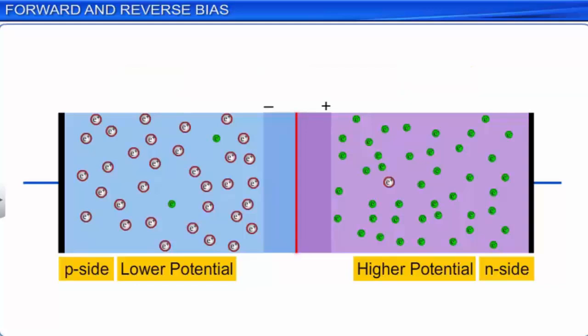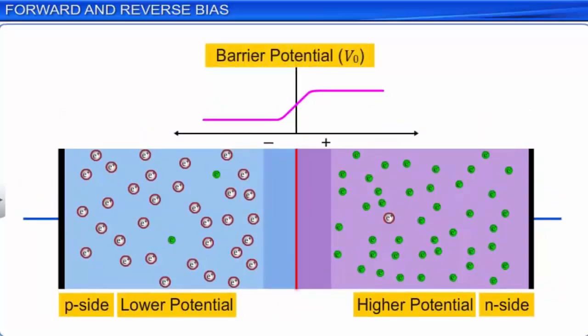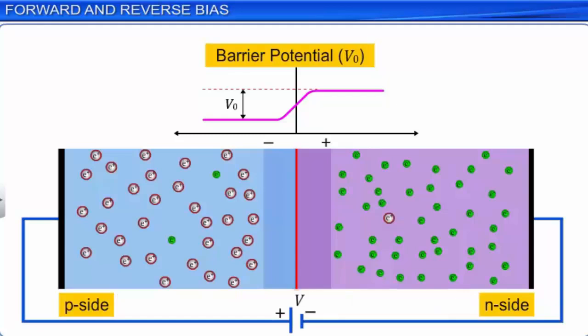In this situation, the separation of charges in the depletion region creates a barrier potential that opposes the diffusion current across the p-n junction. We know that the barrier potential prevents any further movement of charges across the junction. Now, let the p-n junction diode be connected to a battery such that the p side is connected to the positive terminal and the n side is connected to the negative terminal of the battery. When connected in this way, the diode is said to be forward biased.